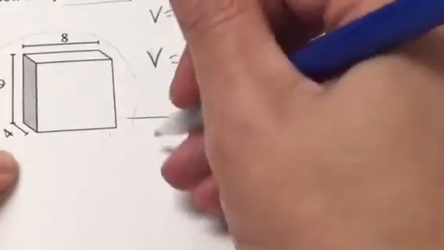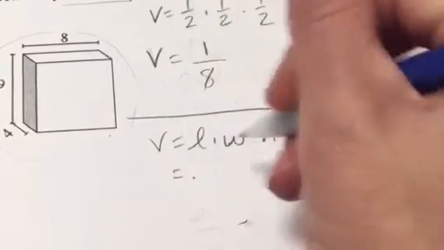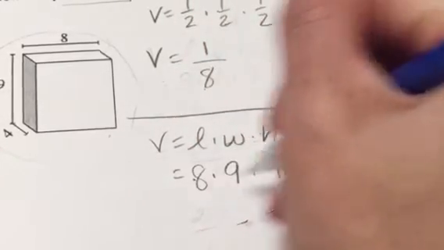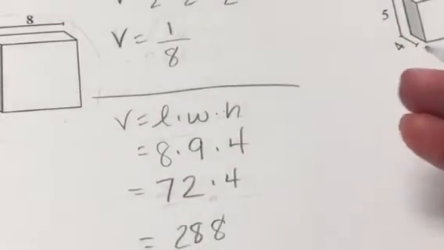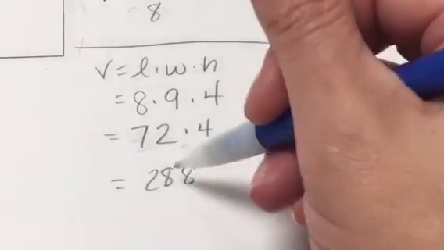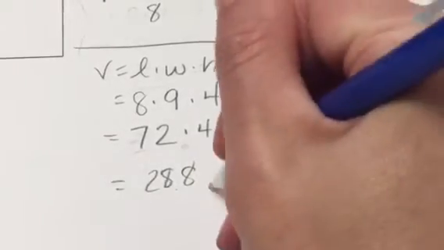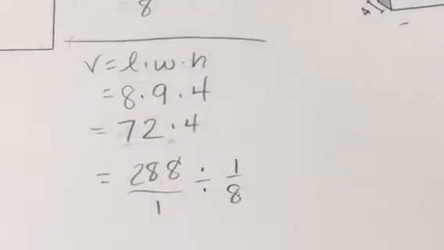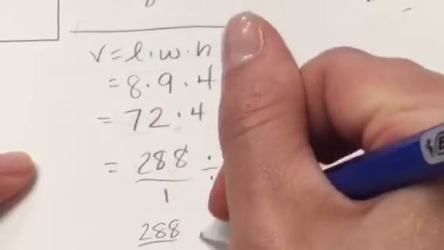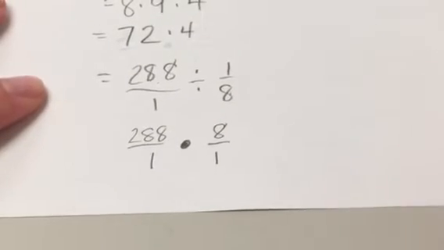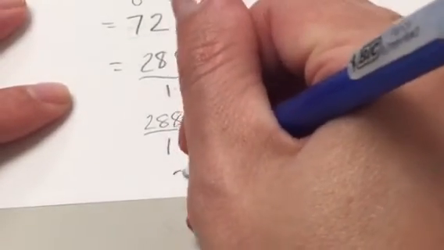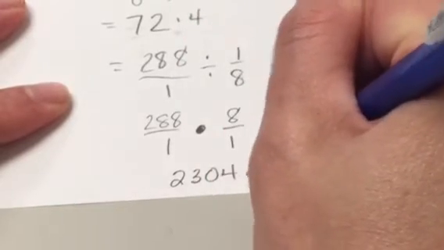So to do that, we're going to find the volume, again, by doing length times width times height. So I'm going to do 8 times 9 times 4, which is 72 times 4, which would be 288. Now, we want to take that volume of the whole prism, and I want to divide it by 1/8 to find out how many cubes will fit inside that prism. So I'm going to keep, change to multiplication, and then write the reciprocal. So 288 times 8 will give me 2,304 cubes.